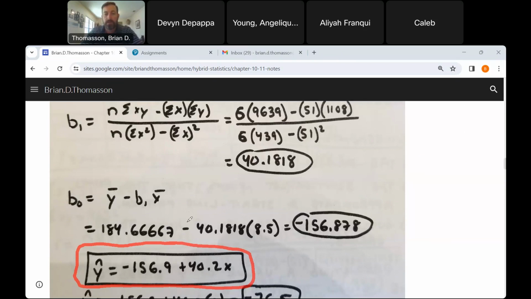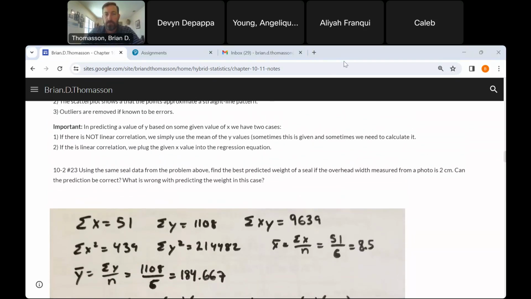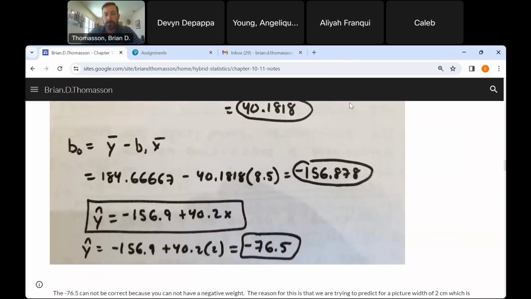Now, in this case, they want us to predict for a photo that is 2 centimeters wide. So what we do is we take that 2 and we plug it in for x. So that's what I did here. It's 2 times 40 minus the 156, and I get a predicted weight of negative 76 pounds. Obviously that's not right because we can't have a negative weight.